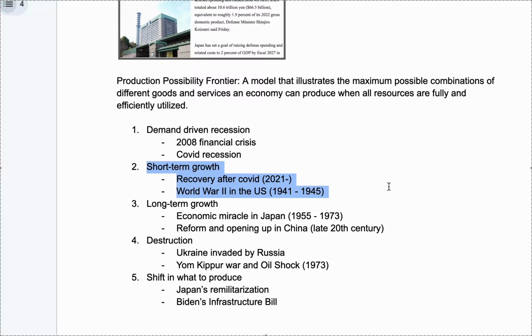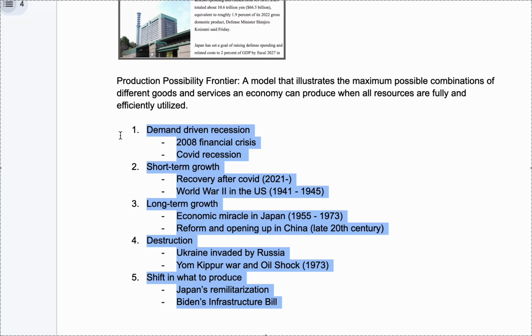You can argue that that's short-term growth in the sense that the economy was in recession in 2008 and he was elected in 2008. But you could also argue that that's a shift in what to produce. The economy is focusing more on healthcare rather than non-healthcare goods. So these will certainly help you understand the shift that the economy is experiencing in different periods of time. So it's a very useful tool.